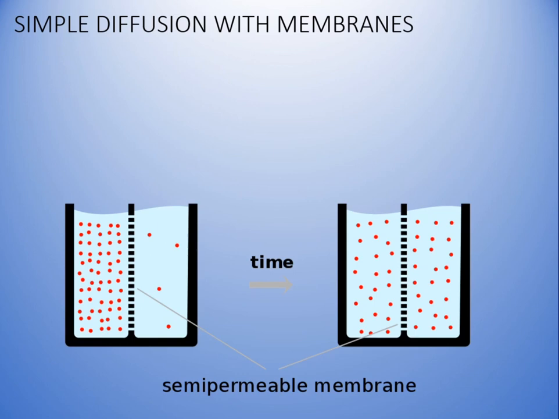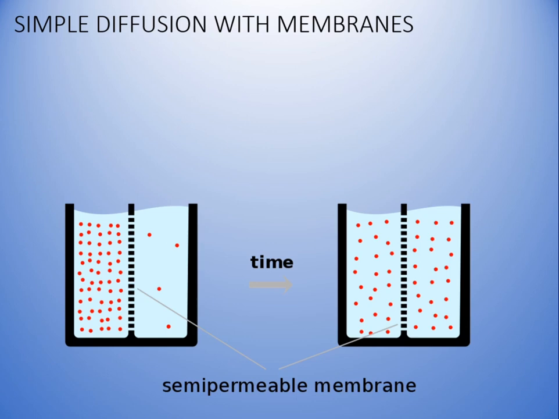Simple diffusion for us, we want to consider it with a membrane. And that's what you see here. This is a picture of a beaker that has a membrane separating it, and it shows you it from the left to the right throughout time. This is nice. It's a good picture. It gives us a picture of a concentration gradient on the left and a homogeneous mixture on the right.